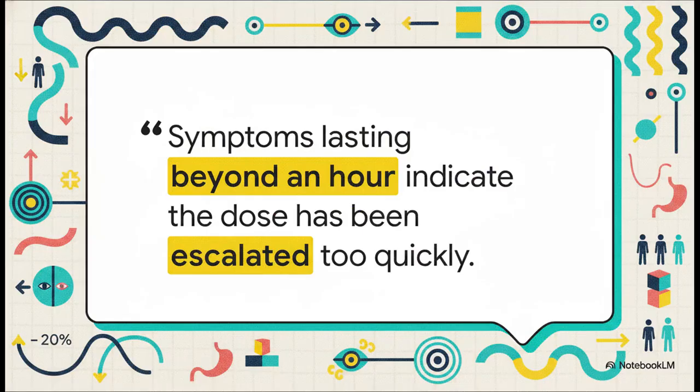But what happens if we push a little too hard? The source gives us a crystal clear rule. Severe symptoms lasting past 30 minutes means back off, not stop entirely. If your patient gets hit with severe nausea, vegetative symptoms, or dizziness that lasts beyond an hour, you escalated the dose way too fast. But do not let them abandon the program.